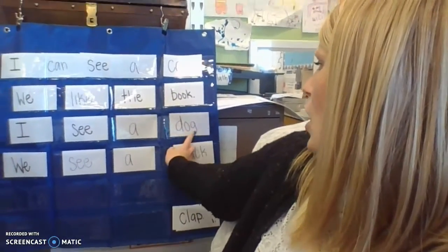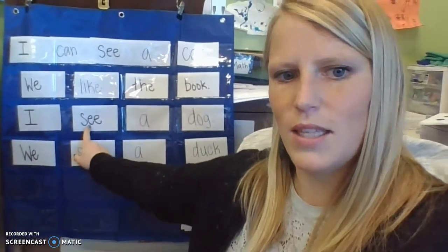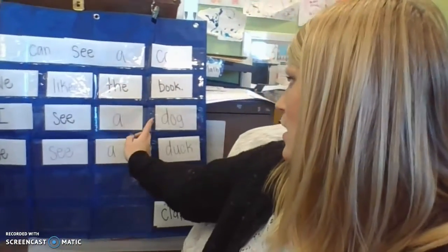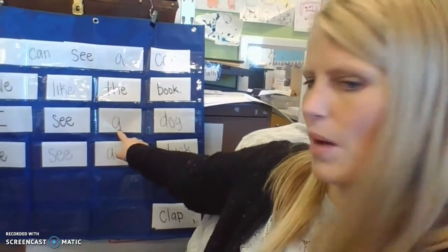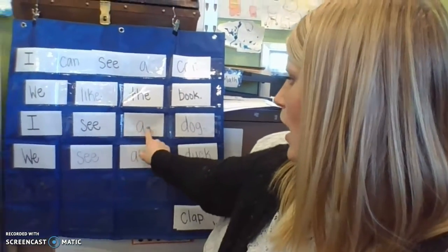Dog. So let's try that sentence again. I see a dog. So how many dogs do we see? One, because we used the sight word a.